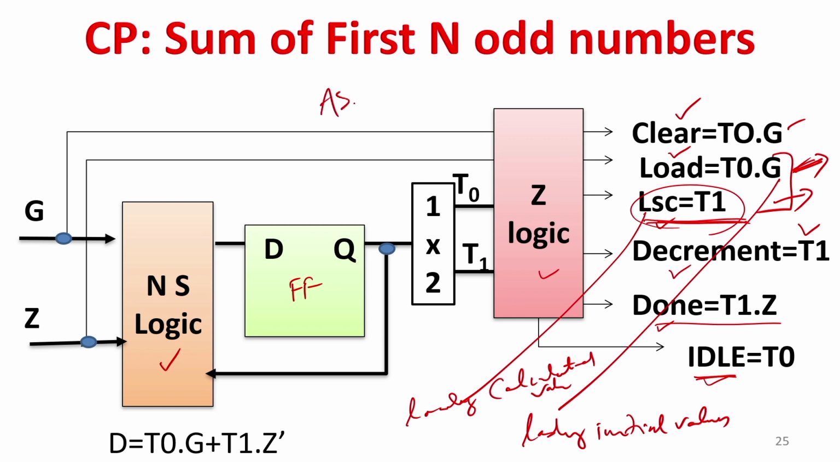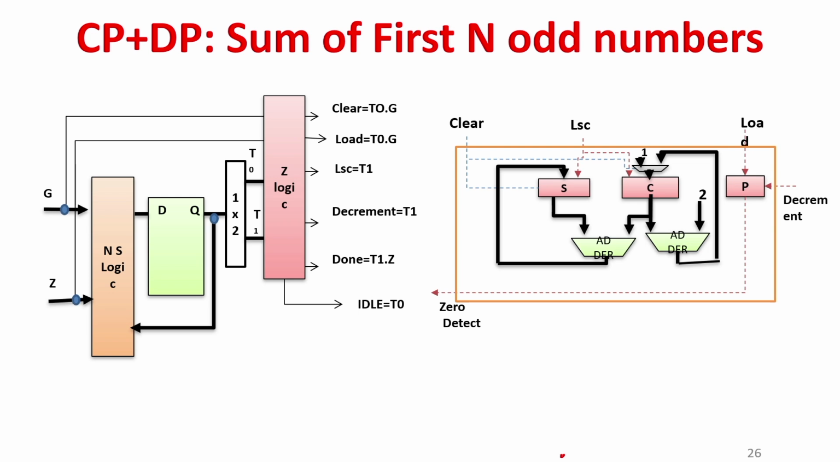So, this is our ASM implementation, and how the ASM will interconnect with the data path. The ASM has many output signals, and it also takes input signals. What input signals does it take? It takes input signals G and Z. So one is go, another is zero. These are the input signals. And what does it generate? Clear, load, LSC, decrement, done and idle.